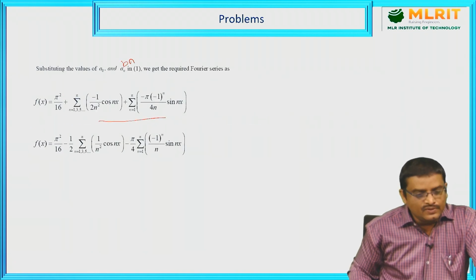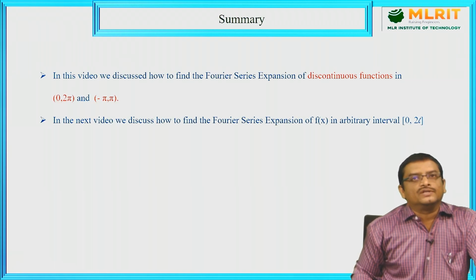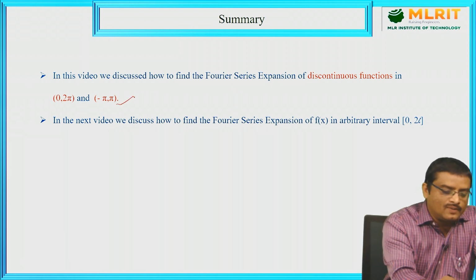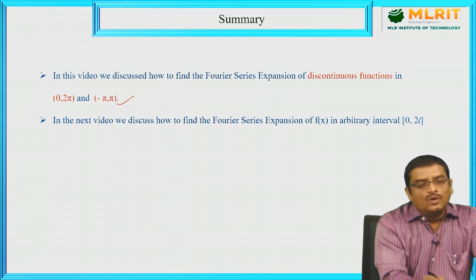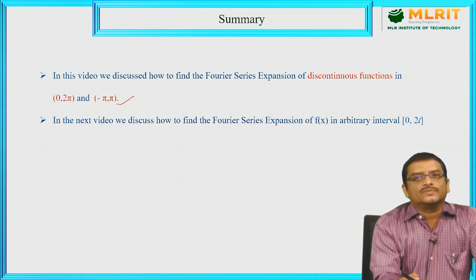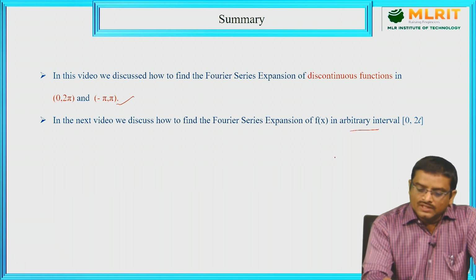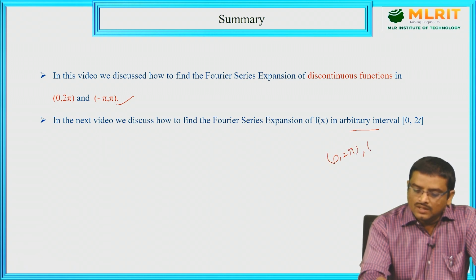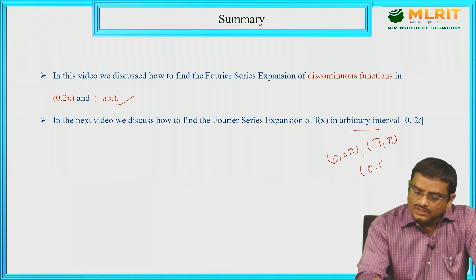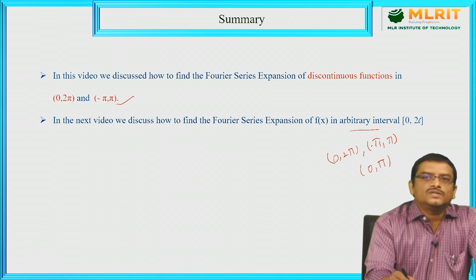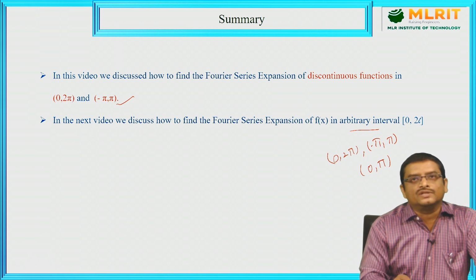So in this video we have discussed how to find the Fourier series expansion for discontinuous functions in the intervals 0 to 2 pi and minus pi to pi. In the next video we will see how to find the Fourier series expansion of f of x in arbitrary intervals. Up to now we have seen the intervals only in terms of pi, that is 0 to 2 pi, that is one interval, and minus pi to pi, that is one interval, and we have taken the interval 0 to pi. So these are the predefined intervals. In these predefined intervals we have seen how to find the Fourier series for f of x.